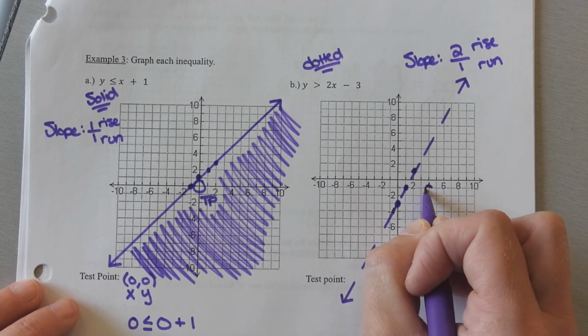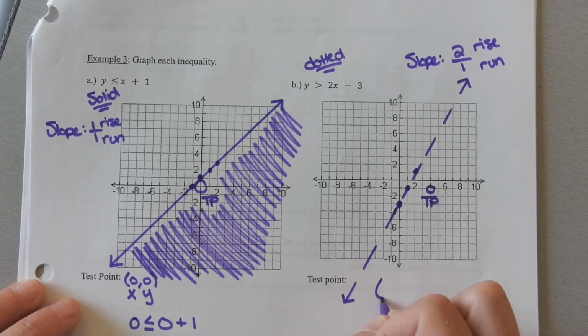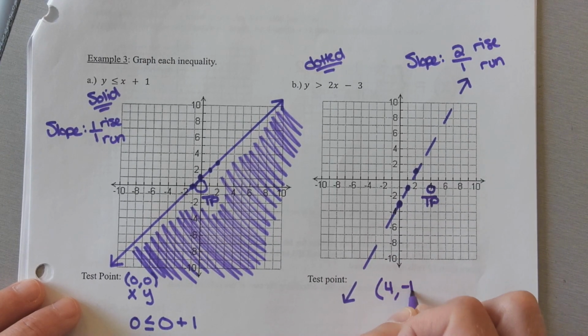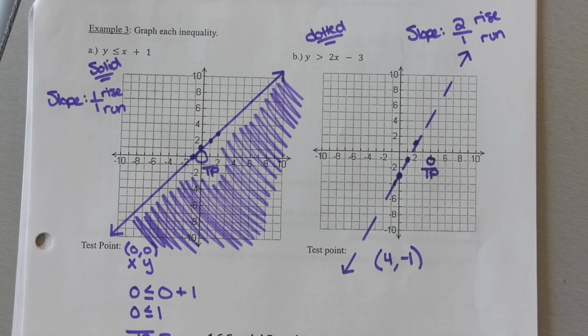I'm gonna pick 4, -1. I'm gonna make this my test point. Kind of a weird test point to pick, but that's what I want. 4, -1. So again, you can pick any point on the graph. There are infinitely many points on this graph. So you can pick anything you want. This is the one I chose this time.